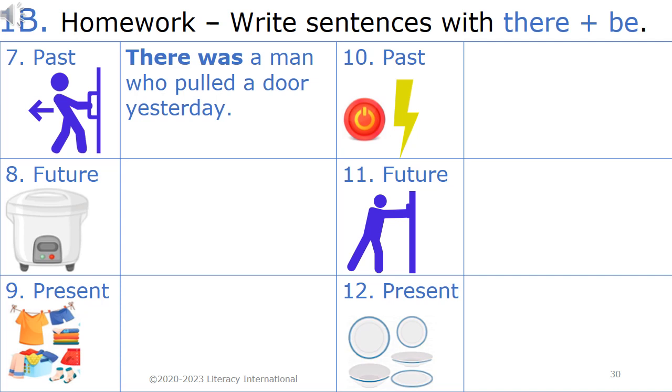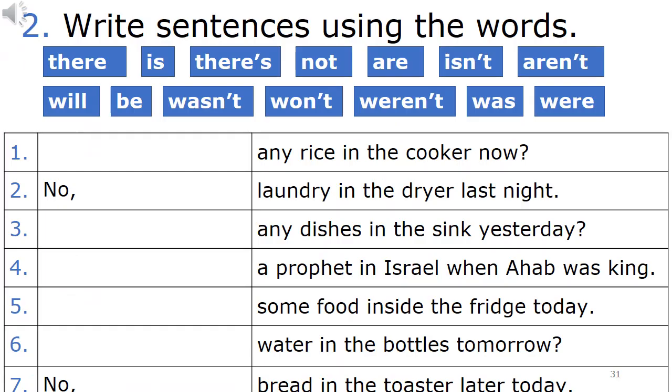1B, homework. Write sentences with there plus be. For example, 7, past. There was a man who pulled a door yesterday. 8, future. 9, present. 10, past. 11, future. 12, present.